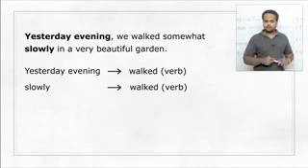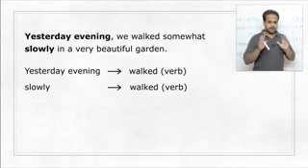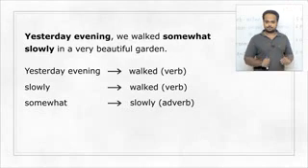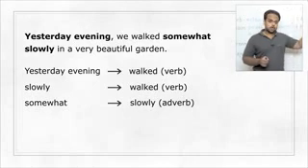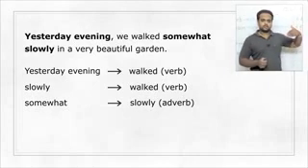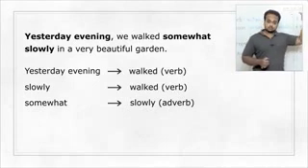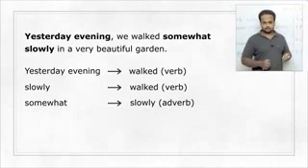But notice that you can further ask, how slowly did we walk? Did we walk very slowly or a little slowly? The answer is somewhat slowly. Somewhat means something like a little. Now notice that somewhat is actually giving us information about slowly. How slowly? Somewhat slowly. So that's an adverb that gives information about another adverb.